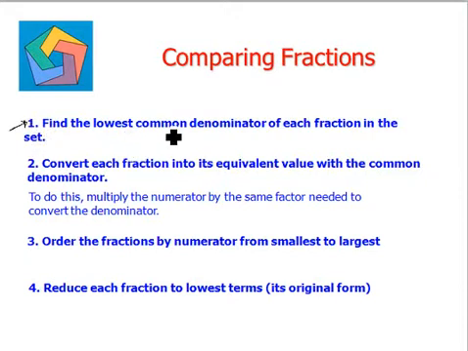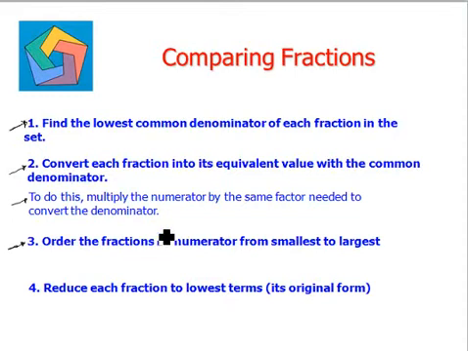Whatever fractions are given to us, we'll find the lowest common denominator first. The second step would be to convert each fraction into its equivalent value with the common denominator. How do we do that? We multiply the numerator by the same factor needed to convert the denominator. Then the third step is to order the fractions by the numerator from smallest to largest.